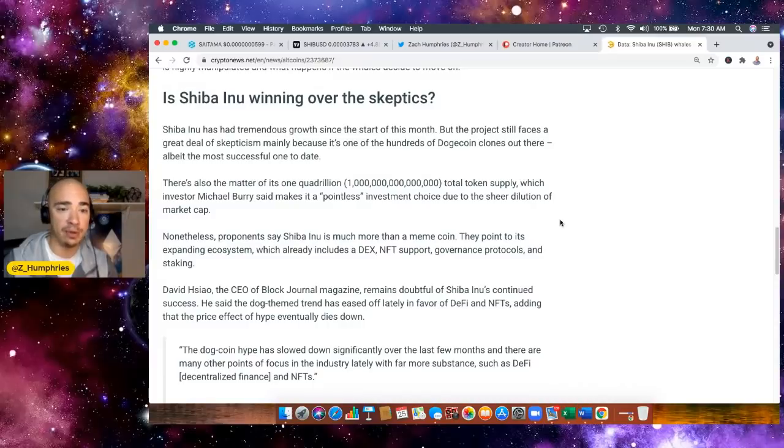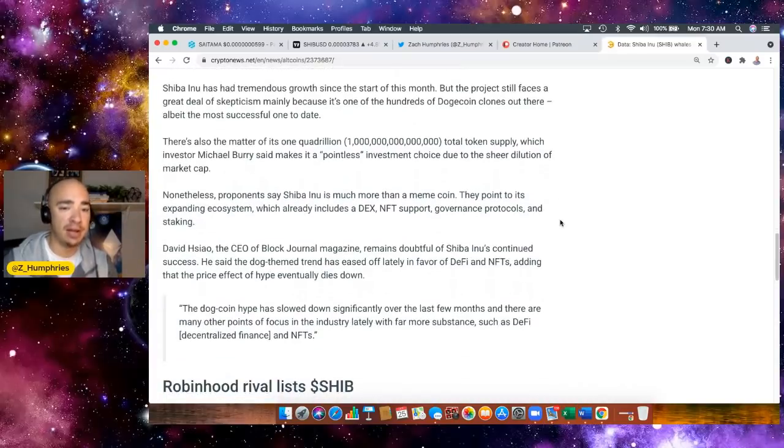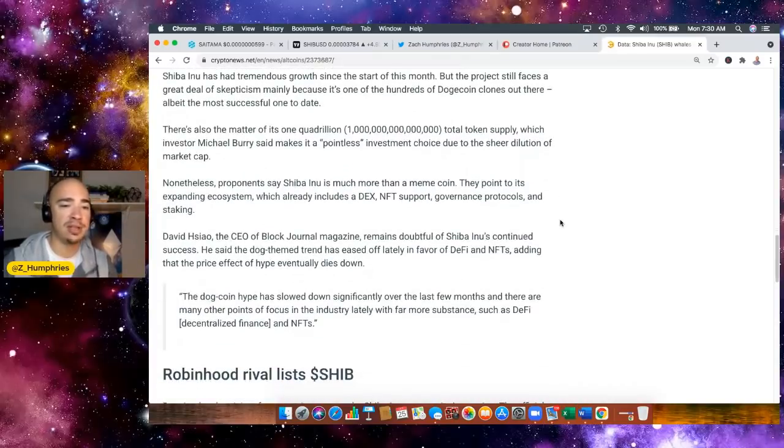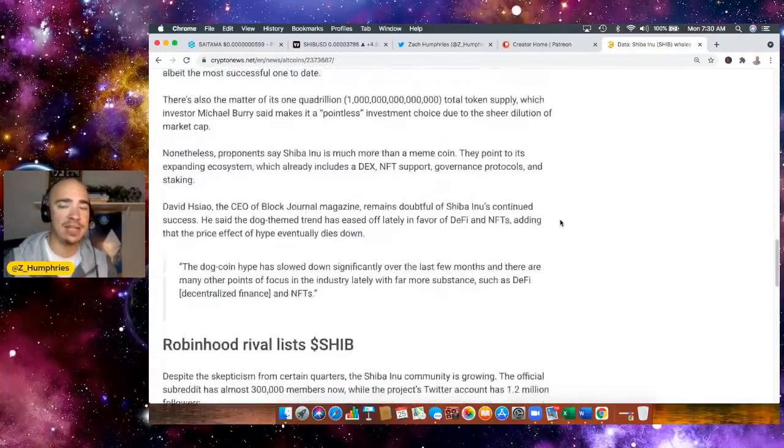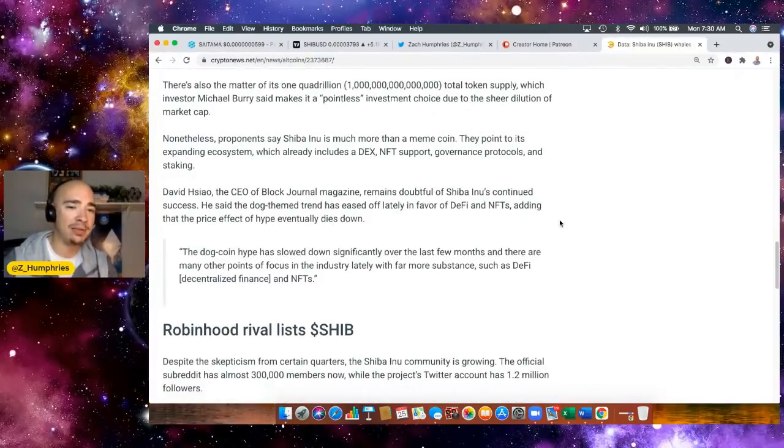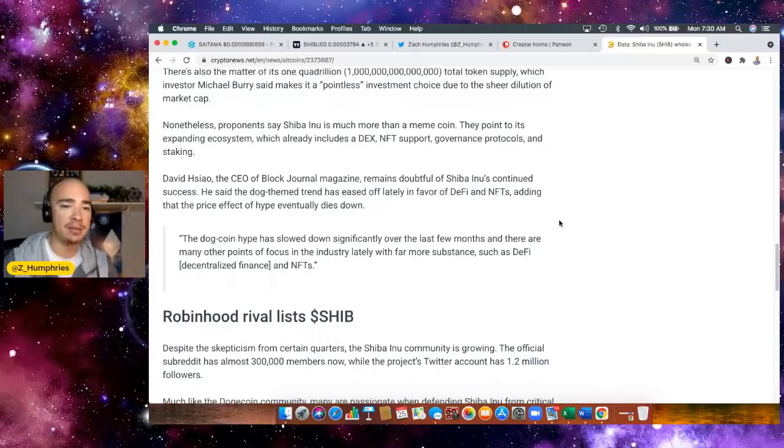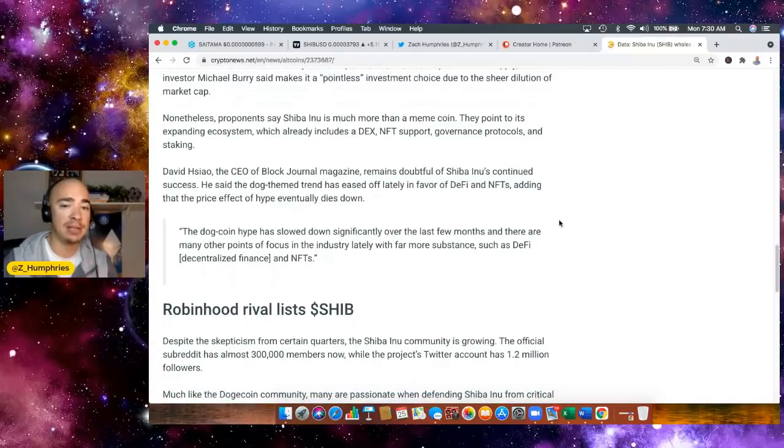About the Shibarium future. Now, the CEO of Block Journal magazine remains doubtful of Shiba Inu's continued success. He said the dog theme trend has eased off lately in favor of DeFi and NFTs, but I mean, not really when you look at the charts. Adding that the price effect of hype eventually dies down. We'll see. The dog coin hype has slowed down significantly over the last few months. There are many other points of focus in the industry lately with far more substance, such as DeFi and NFTs.